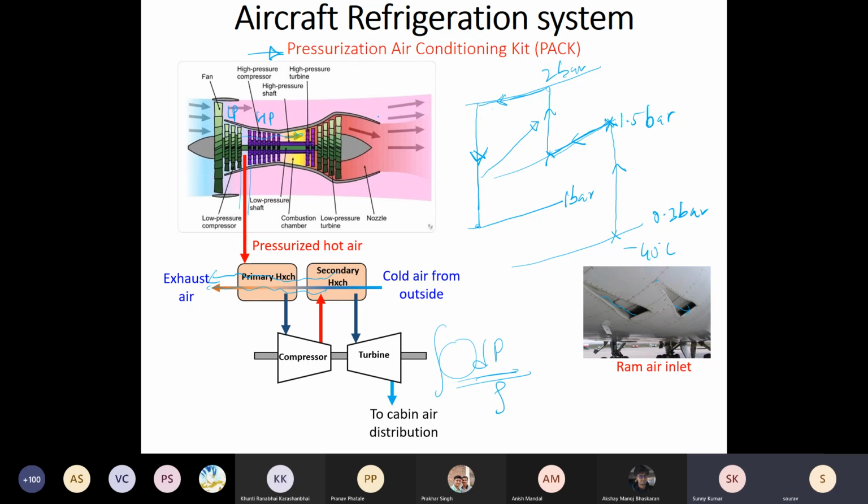And now this air is directly fed into the cabin. There are other control units which I am not discussing, so we are just looking at the cycles. The temperature at the exit may be suitable for cabin cooling, but the humidity and all may not be suitable. So there are other processes in which we control the humidity. Right now we are not looking at that humidity control part. So these are the major components of the air conditioning kit in your aircraft.